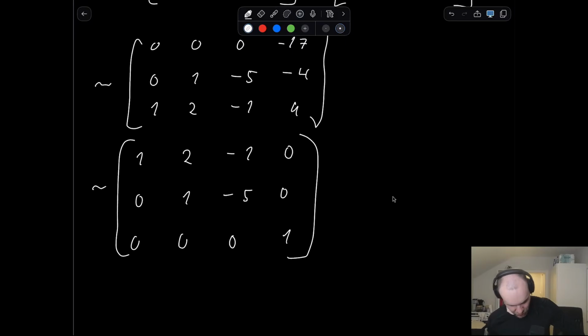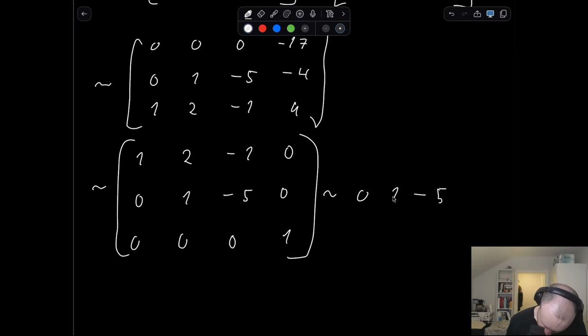That should be mostly correct. I can also get rid of this guy. Can't I do that? That 2 there. Yeah, I can do that. If I take 1 here, multiply by minus 2. So 0, 1, minus 5. Oh, that was not good. 0, 1, minus 5, and then 0.